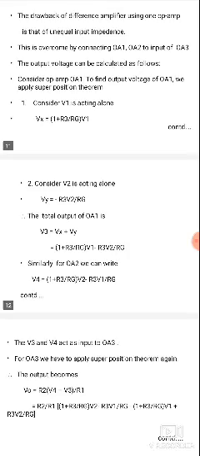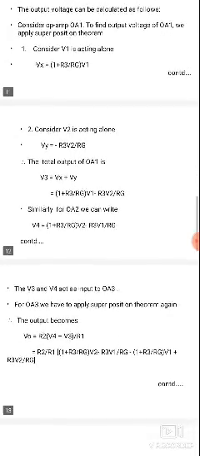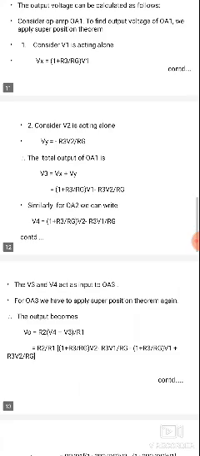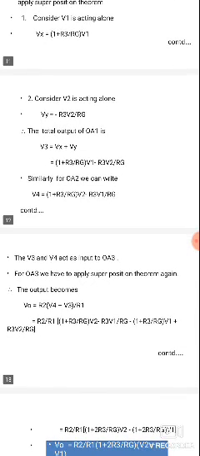Next, V3 is equal to Vx plus Vy. That is, 1 plus R3 by Rg into V1, minus R3 into V2 by Rg, the minus sign indicating the inverting part.